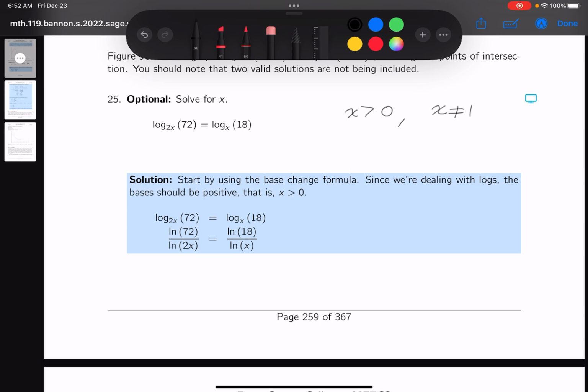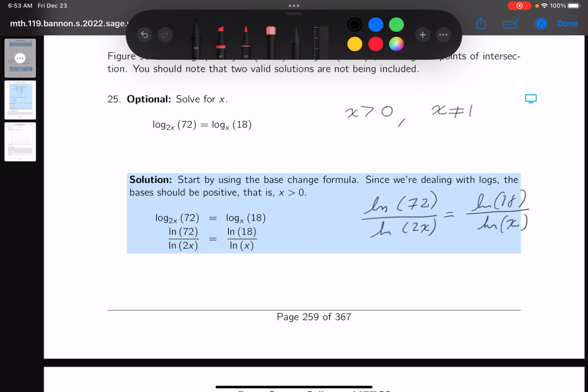So let's take a look at it, and the first thing I would probably do is just rewrite it so it was in the same base, all right? And the way to do that is just use the base change formula. So the left-hand side will be the natural log of 72 over the natural log of 2x. This is just the base change formula that we discussed in class and derived. The right-hand side is going to be natural log of 18, and then the natural log of x.